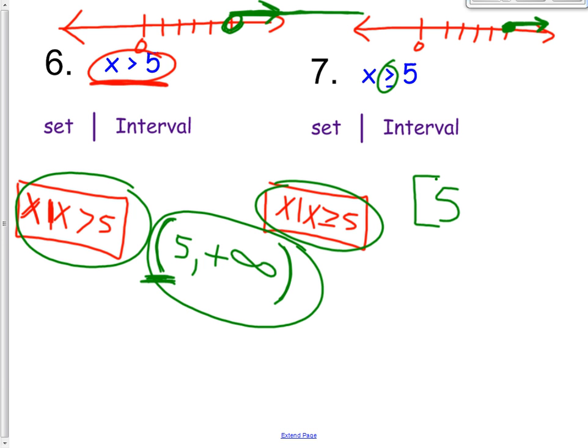And then once again, how far does this go to the right? Well, there is no stop. It goes on forever and ever. So we put positive infinity. So this is the answer for problem number 7 for interval notation.